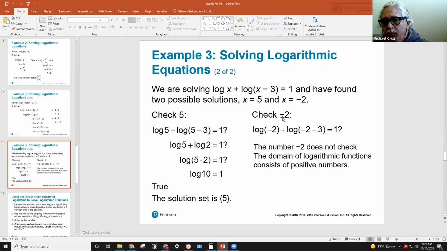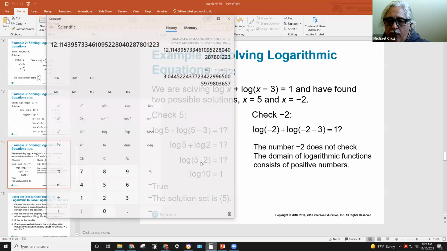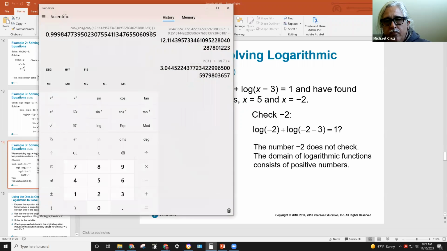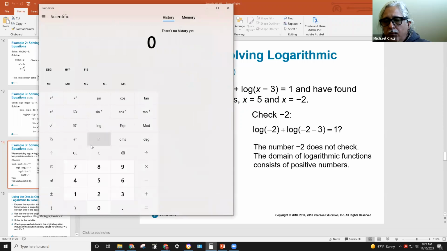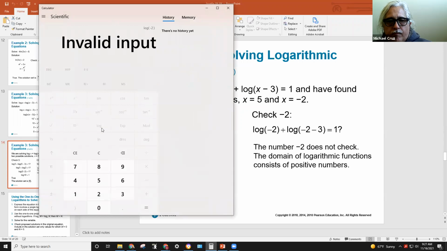Check negative 2. So log of negative 2, that's a problem. And it also becomes a problem over here because negative 2 minus 3 gives us negative 5. If the input is negative, then we've got an issue, an invalid input.